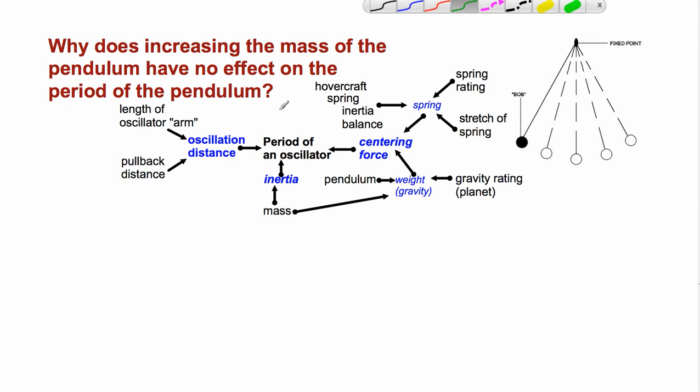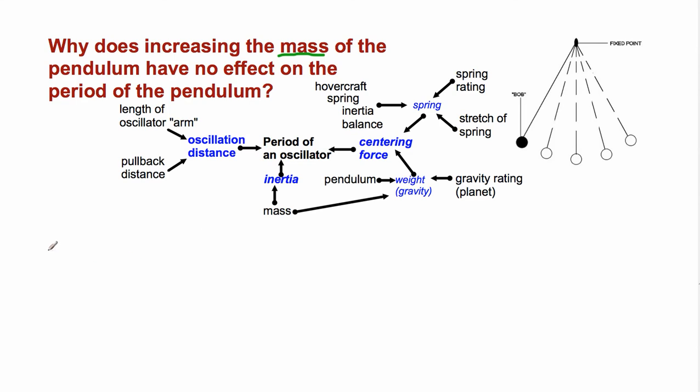Now, if we're changing the mass, then we are likely changing the inertia and the centering force of weight or gravity. Now, we want to make sure that the pendulum actually has gravity as a centering force. So hopefully that's something that you can see and understand, but our chart here shows that the pendulum, in fact, does have weight as a centering force. So by changing the mass, we're going to be changing these two things. Let's do one of those changes at a time.